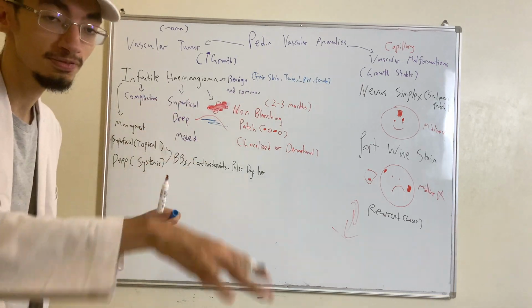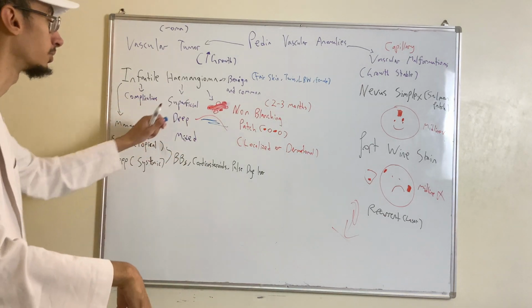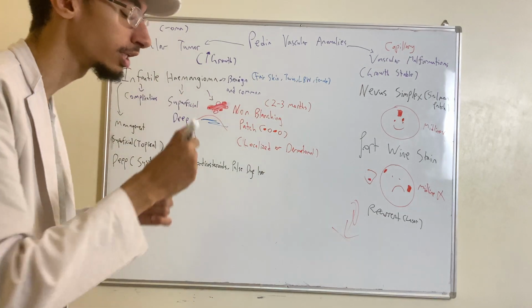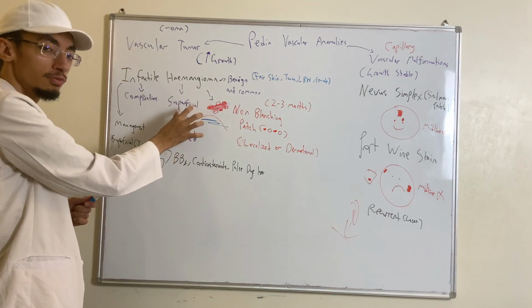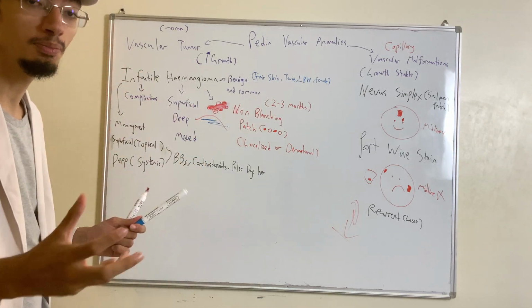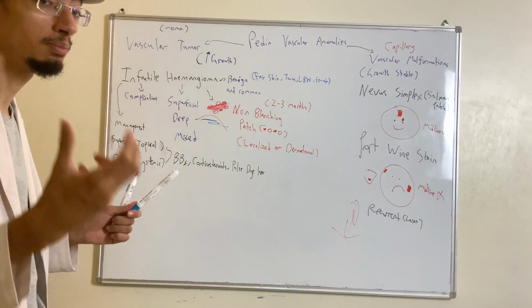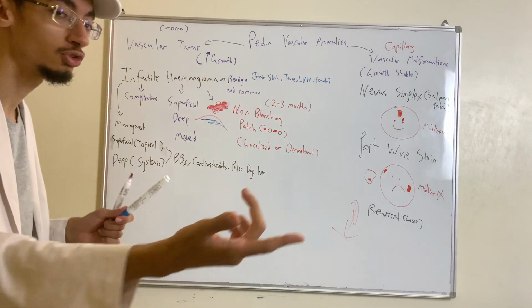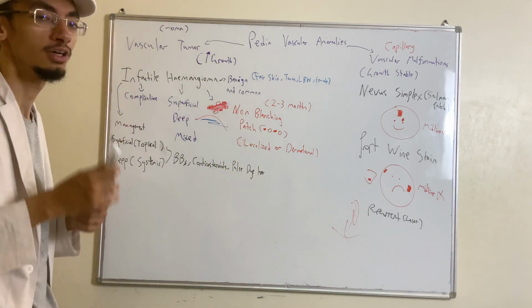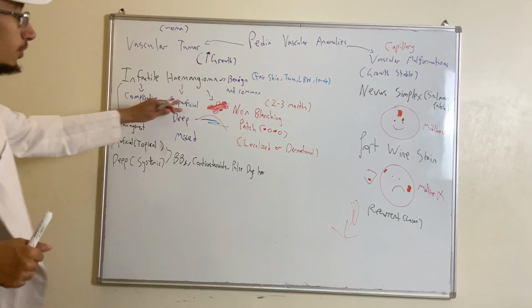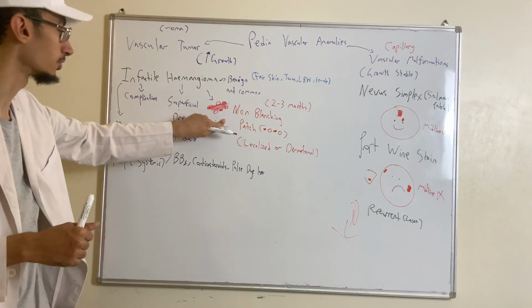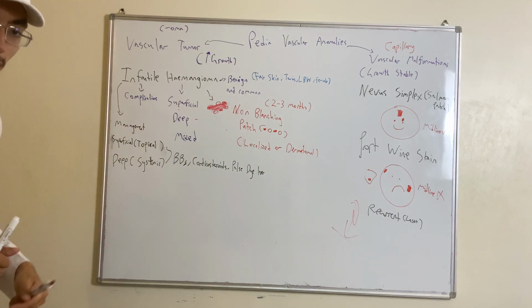In superficial, it is a flat lesion that is reddish in color. But in deep, it becomes raised and bluish in color. And in the case of mixed, it is a mix of the two, superficial and deep. Of course, the type that we want, the type with the best prognosis and the best response to treatment, is the superficial type. That's what we like to see. So these are the types. The one I focused on mostly is the superficial type with the non-blenching patch.